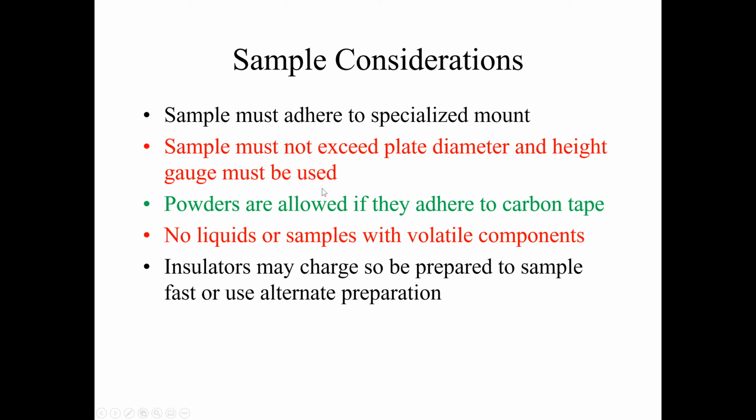I can use any powder just as long as it sticks to the carbon tape, and it can't currently be outgassing any liquids. You can't use a liquid or a sample with volatile components because you can't pull a vacuum on something that's outgassing. They do make specialized liquid cells where you can actually put a liquid inside the SEM, but you have to go back to Hitachi and buy one. In our lab, not many people request this feature, so I did not purchase one. Basically, it's a sample holder that has an O-ring in it. If you have a material that's an insulator, it may charge, so you have to sample fast.